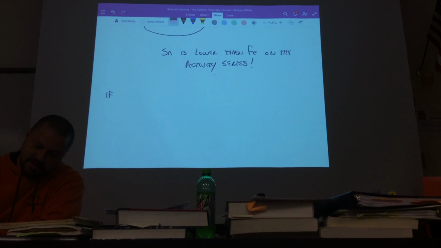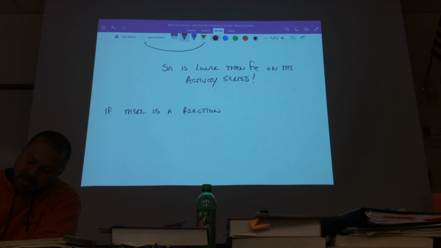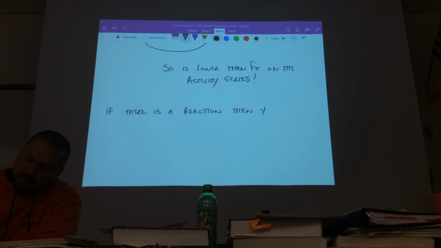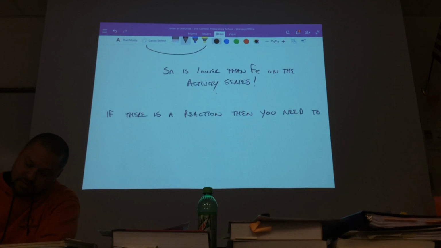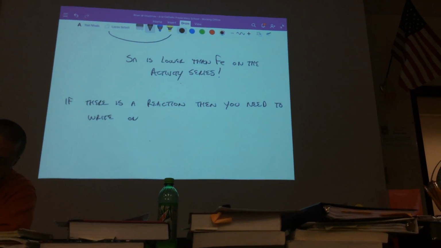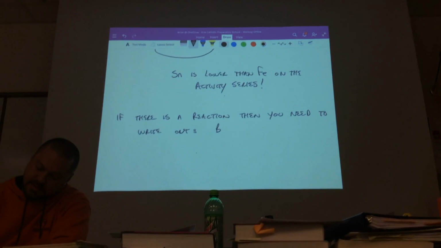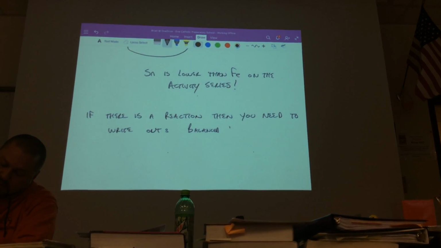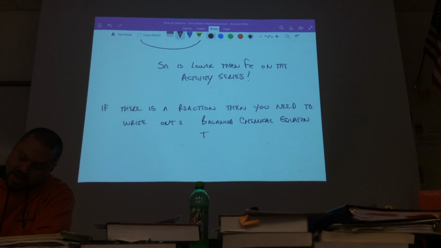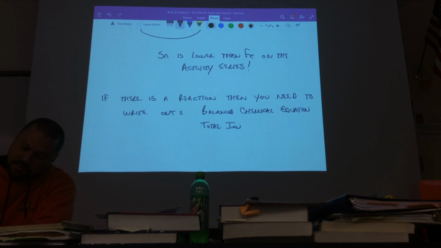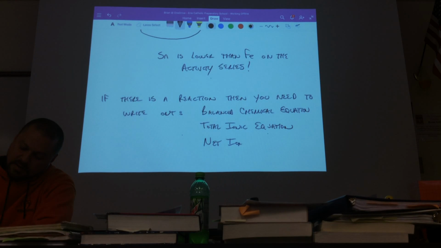if there is a reaction, then you need to write out the balanced chemical equation, the total ionic equation, and the net ionic equation.